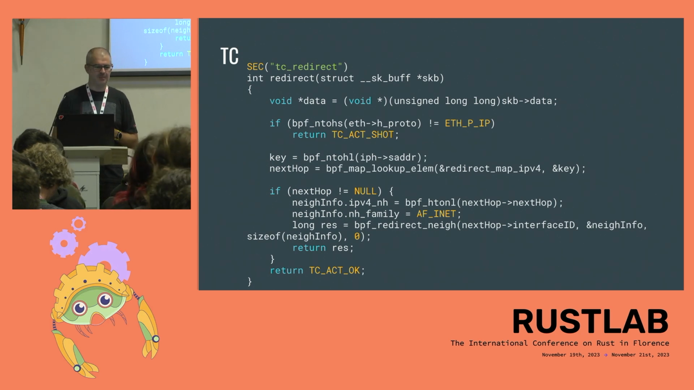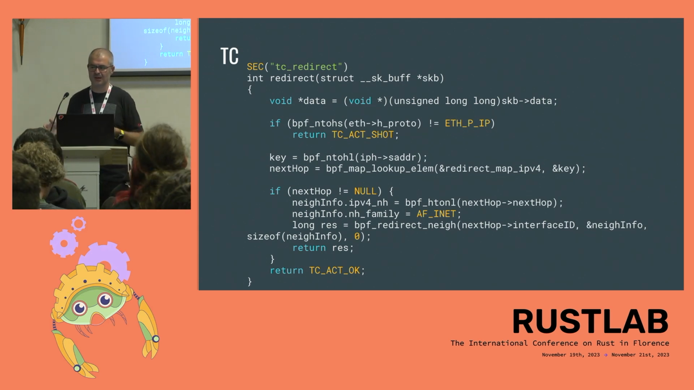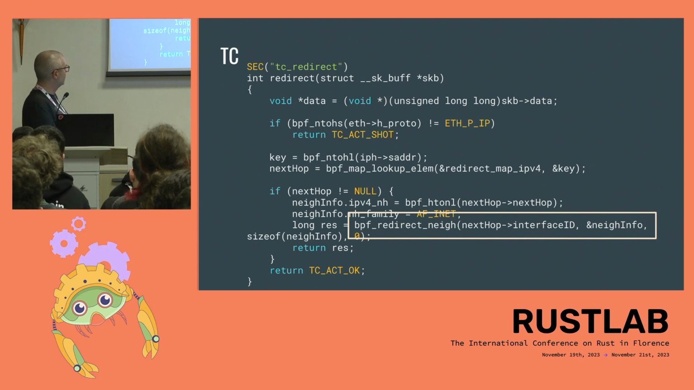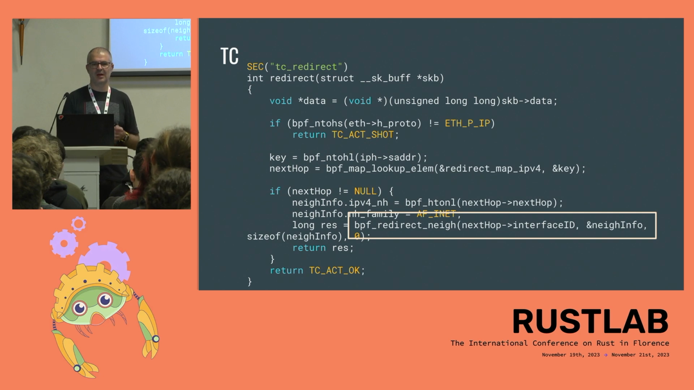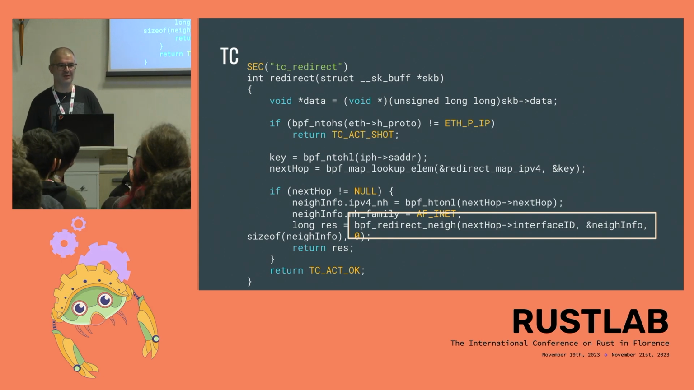In this example, the packet is supposed to go through an interface, but we intercept it and we send it to another interface with a different next hop based on the source IP. So this is what comes from the user space. Based on the source address, we fetch the next hop, which contains some stuff, and we use that stuff to fill the neighbor info, and we use this BPF redirect helper that takes the packet and sends it to another interface. So depending on the use case, for example, it might be useful.